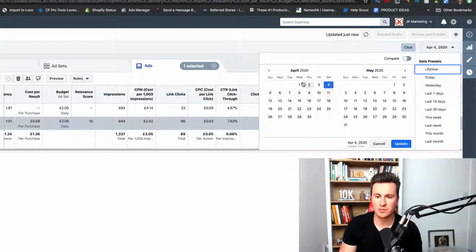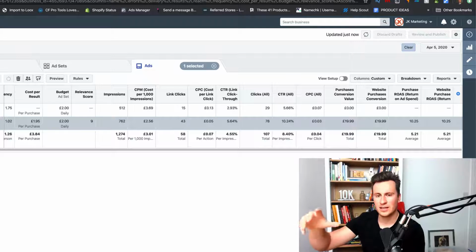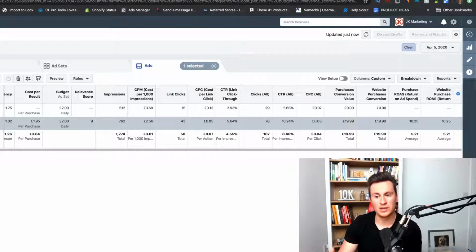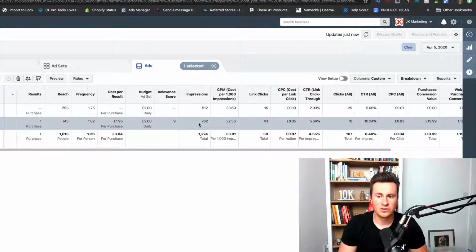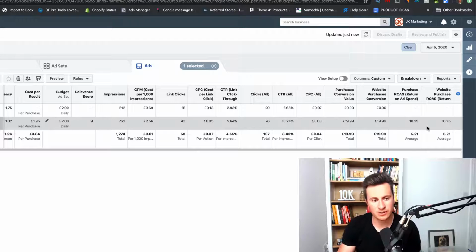If we move on to April 5th, so the Sunday, typically weekends are better for me. I'm not sure what you guys get, but typically it's evening times during the week and then weekends. However, due to the current climate, everything's pretty random actually, to be honest, recently. So on the Sunday, April 5th, I only got one purchase for the same product for the same amount, which gave me a ROAS of 10.25 or 5.21 on average, because this retargeting ad at the beginning didn't get me any results for this particular day.